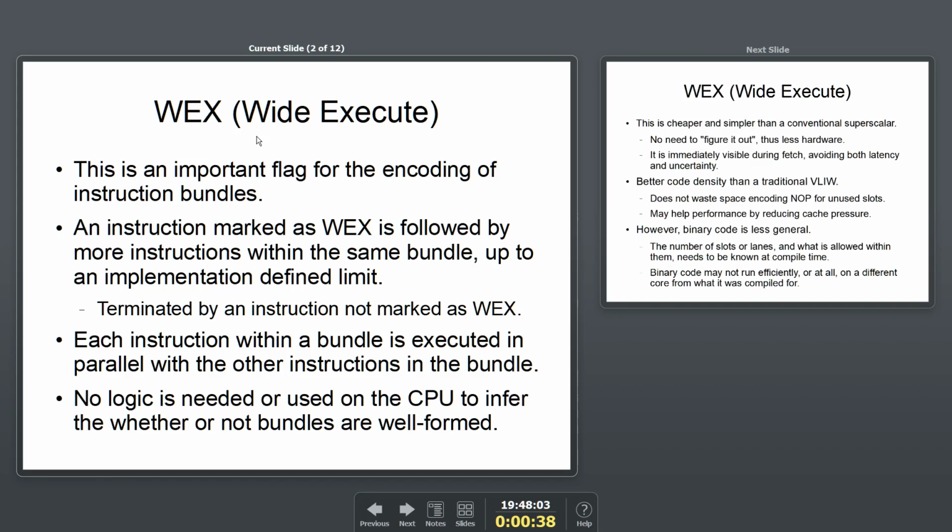So yeah, wide execute. This is a fairly important flag for the encoding of instruction bundles, and an instruction marked as WEX is followed by more instructions within the same bundle up to an implementation defined limit. Currently this limit is 3 in my current cores.